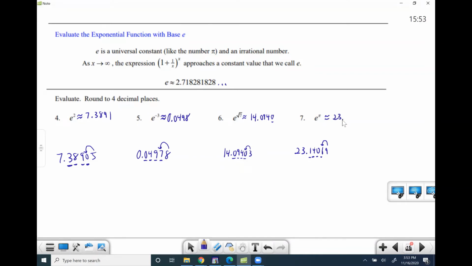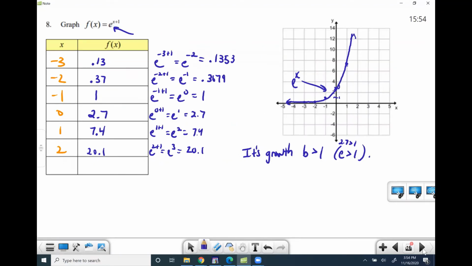So 23.1407. Excellent. So if some of these come up on the homework, which they will, it sounds like you guys got a handle on it. Okay, so great work there. Let me make that 6 look a little better. Okay. All right. So we discovered a new button on our calculator, the e button, right? Okay. All right.